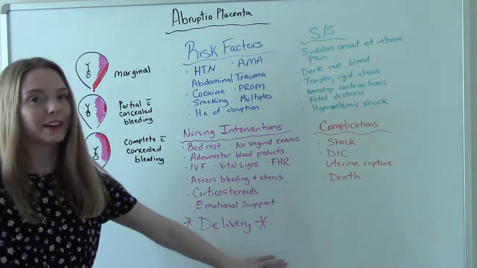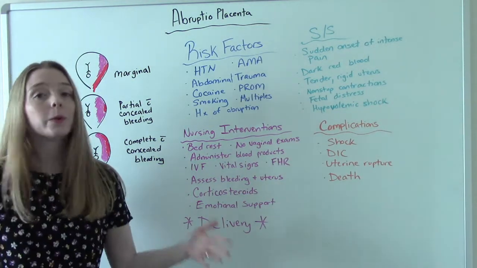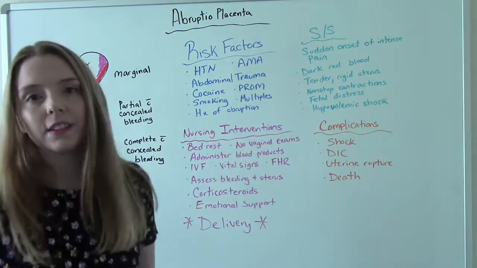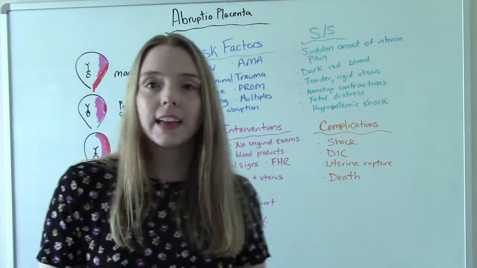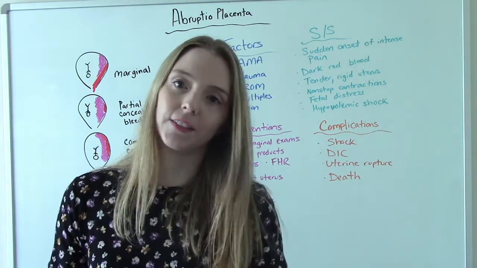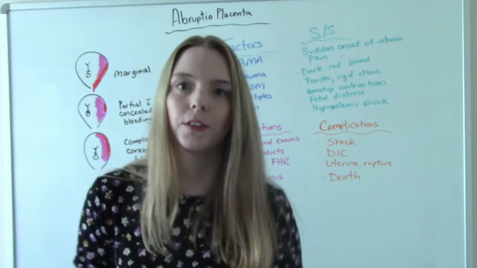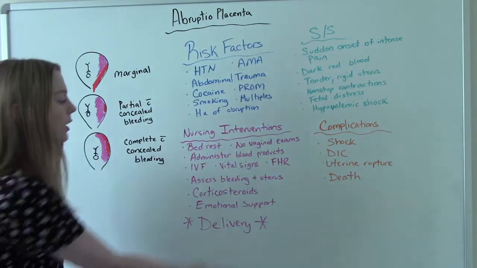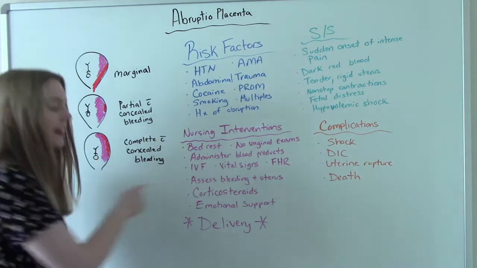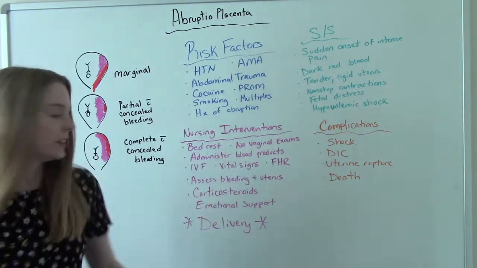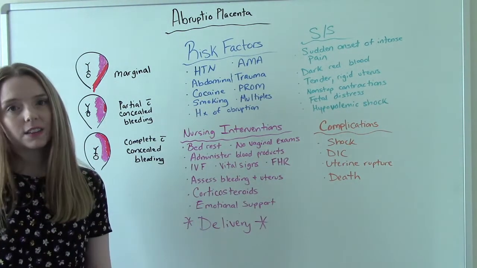And at the bottom here, I put it in the stars because what are we really going to do? We're going to deliver this lady, right? We're going to deliver this lady because it's going to save her life and it's going to save the life of the baby, okay? We're not usually sitting around waiting on these people, okay? This is an emergency. So deliver this baby. If we can, get a corticosteroid in if it's preterm, and then lots and lots of emotional support.